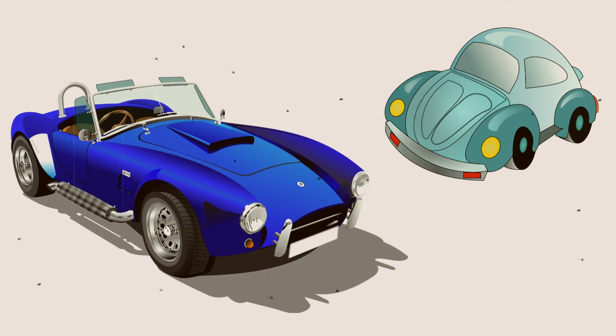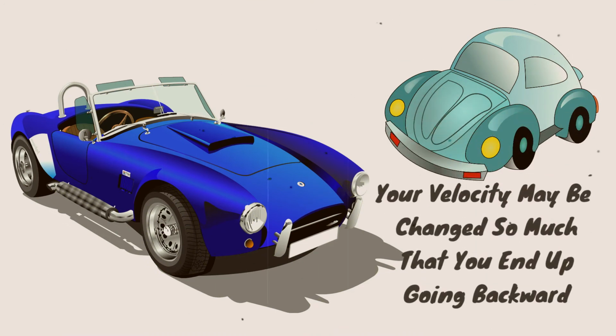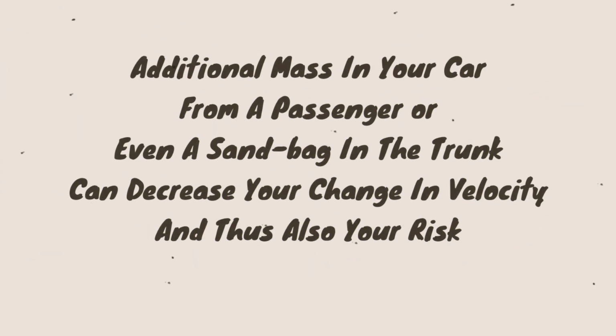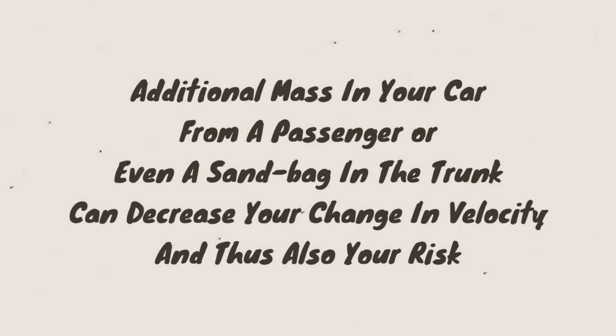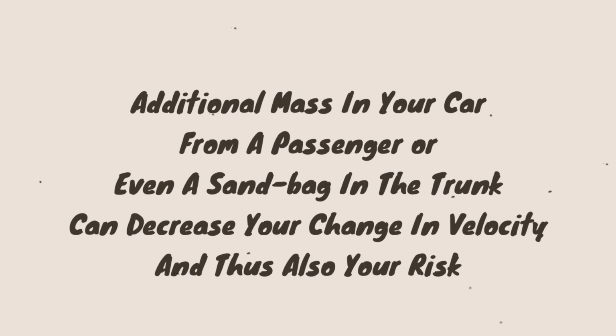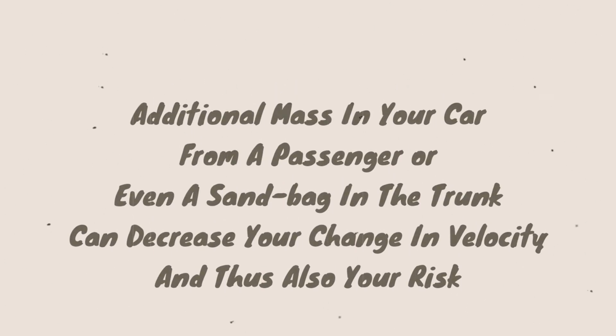For example, if your car has a small mass and the other car has a large mass, your velocity may be changed so much that you end up going backward. Additional mass in your car from a passenger or even a sandbag in the trunk can decrease your change in velocity and thus also your risk.